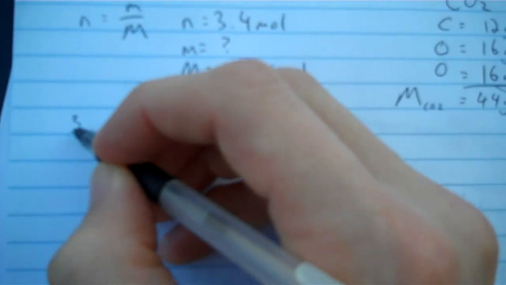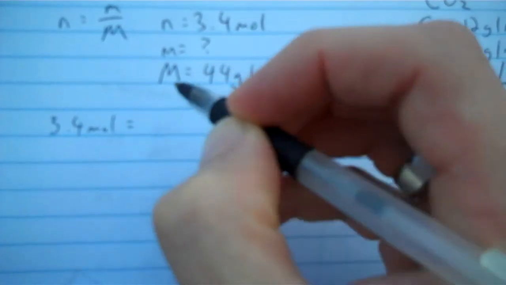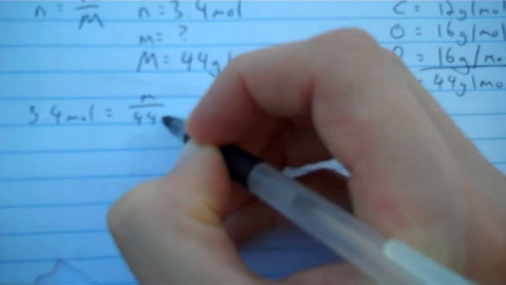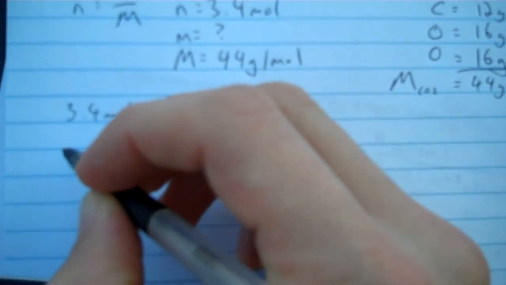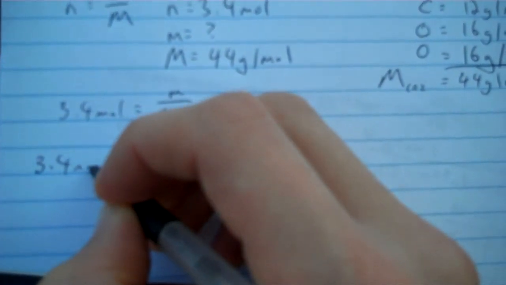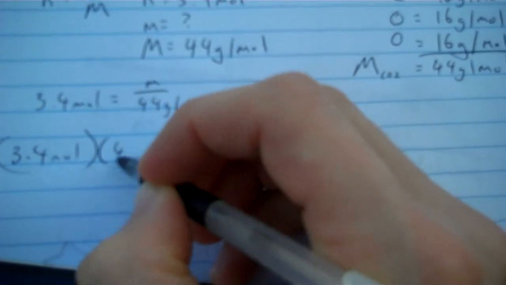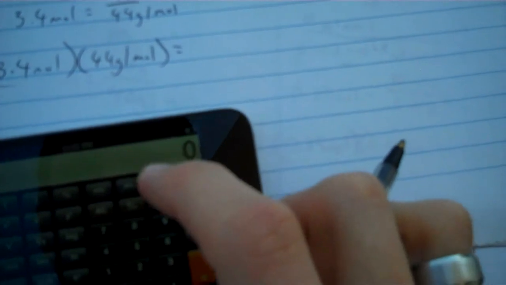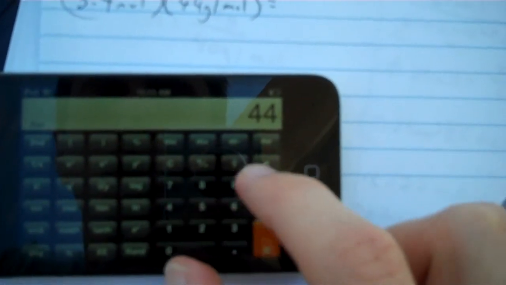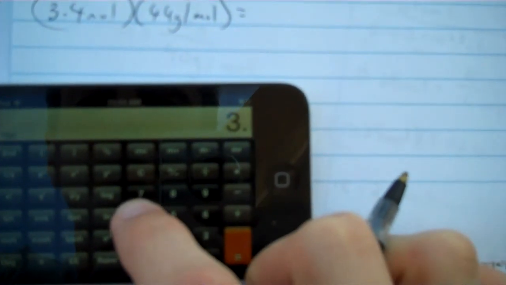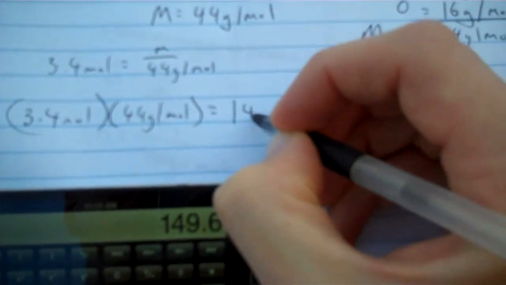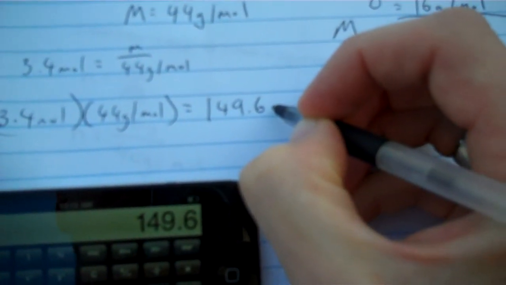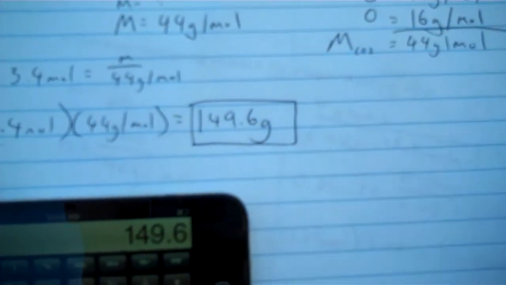So I just plug in my equation, 3.4 mole equals little m over 44 grams per mole. Rearrange my equation: 3.4 mole times 44 grams per mole equals 44 times 3.4 equals 149.6 grams. That's my answer.